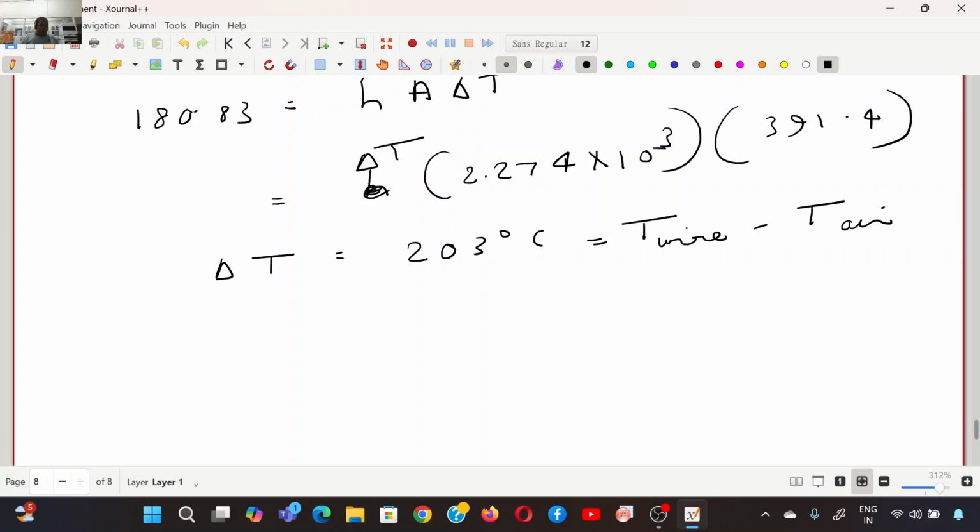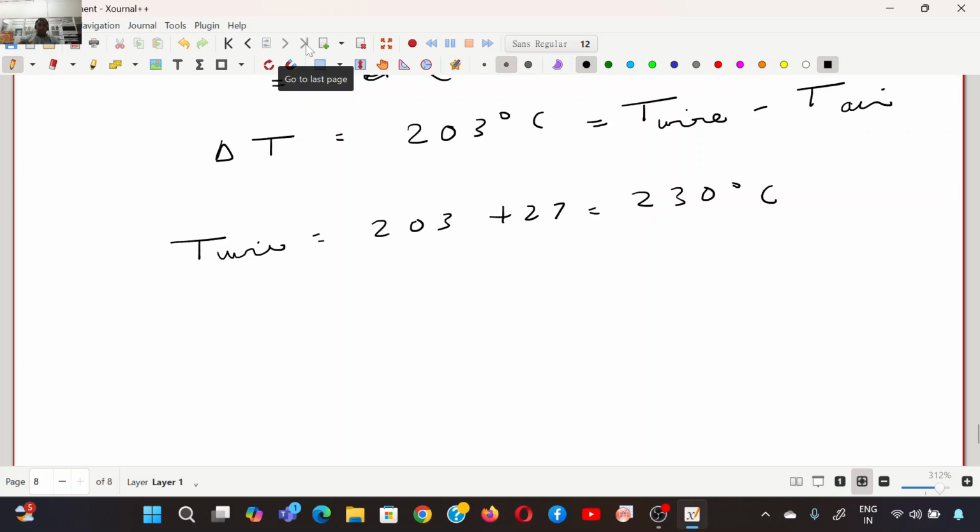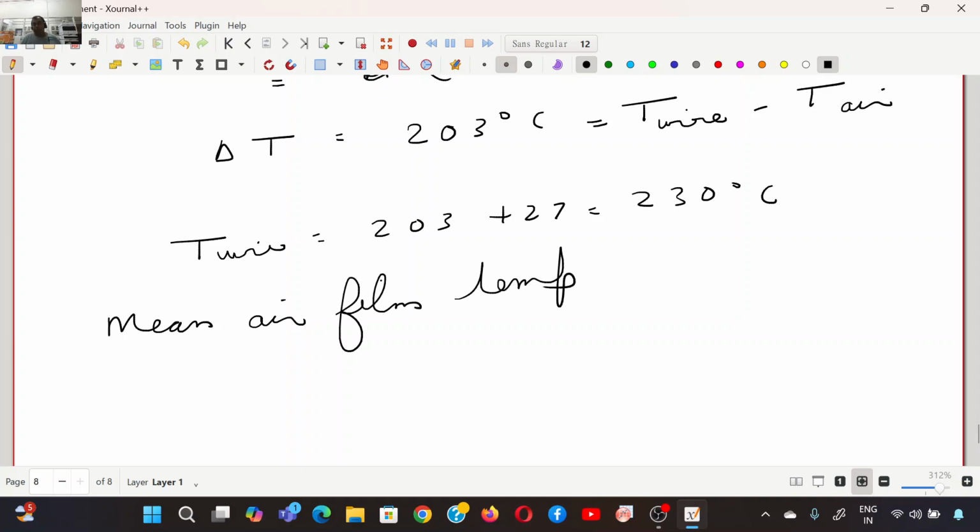So temperature of air already we know now, 27 degrees. So temperature of the wire is 27 plus 230. Earlier we did not know the temperature of the wire. We just assumed every property to be at the ambient temperature. But now we know it is 230 degrees. So now you do a second iteration. Now we know the mean air film temperature. It will be 230 plus 27 by 2. So it's 128.5 degrees now.